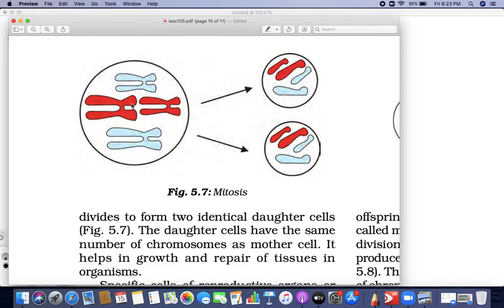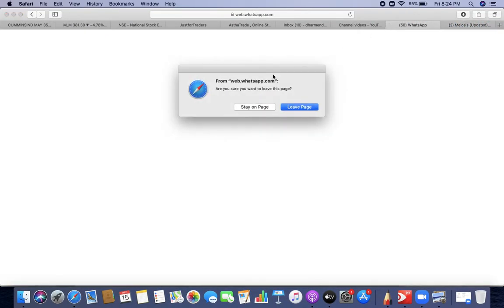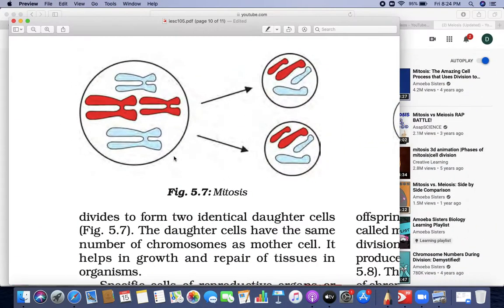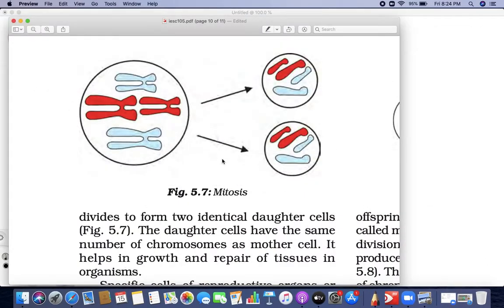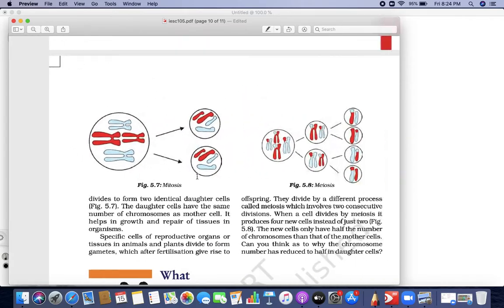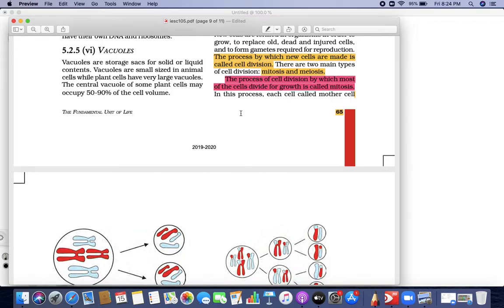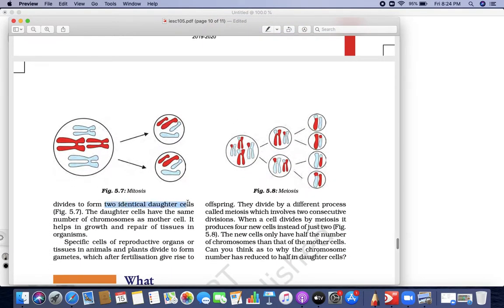If you see there, it has 4 chromosomes, right? And when this divides, this cell divides into two daughter cells. Can you see? In the mitosis process, the mother cell divides into two daughter cells, and each also has 4 chromosomes. In this process the mother cell divides to form two identical daughter cells. The daughter cells have the same number of chromosomes as the mother cell. Mother has 4 chromosomes, two daughter cells also have 4 chromosomes.